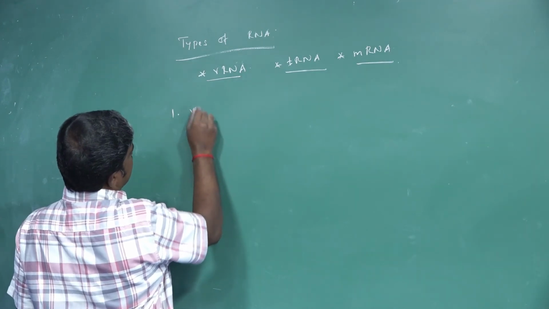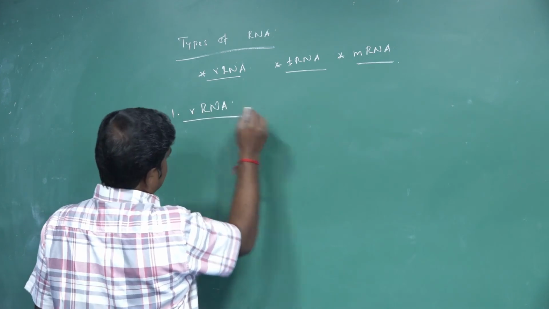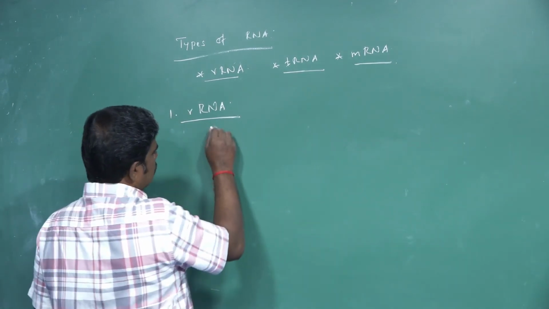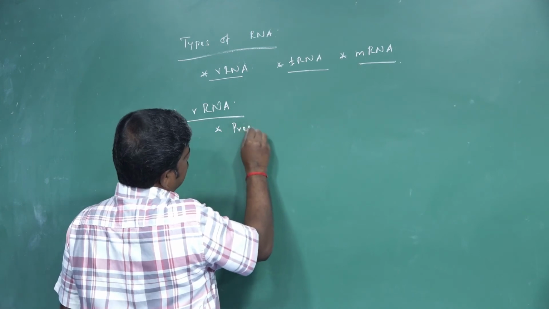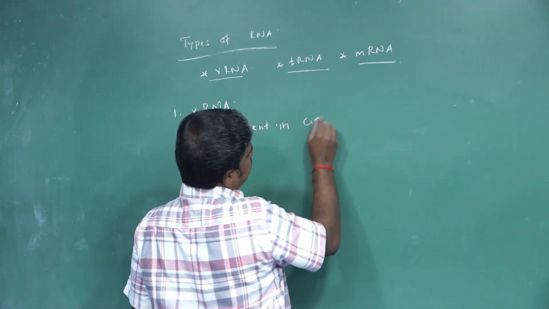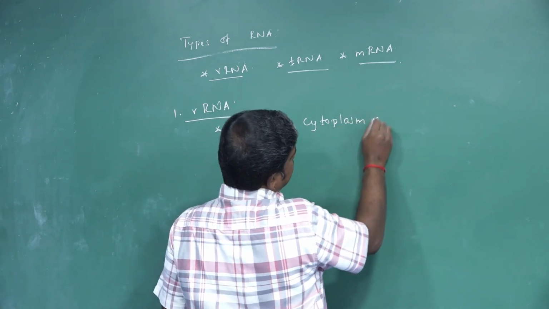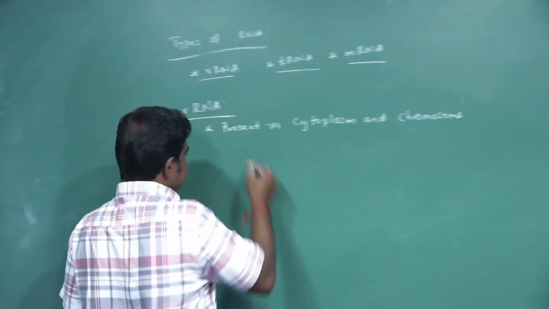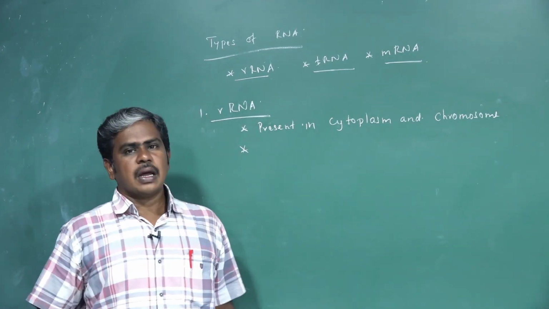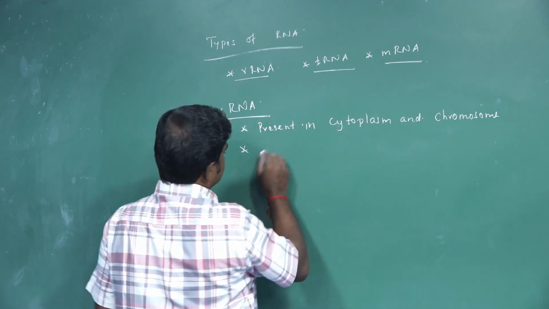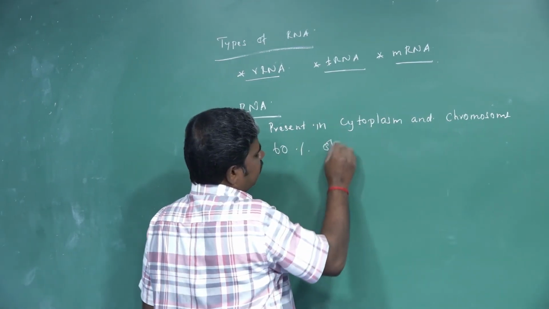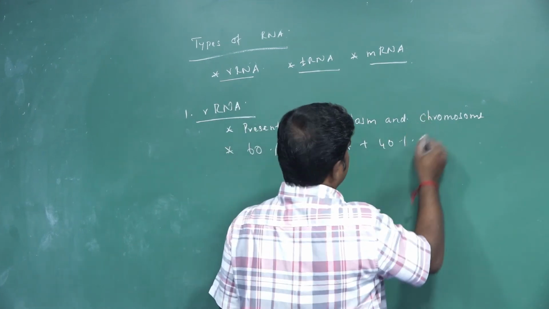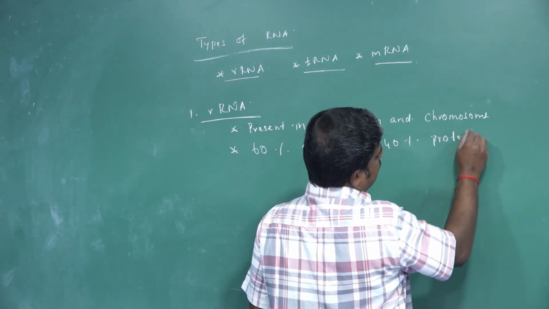The first type is ribosomal RNA. Ribosomal RNA is present in the cytoplasm and in chromosomes, and it contains 60% RNA and 40% proteins.